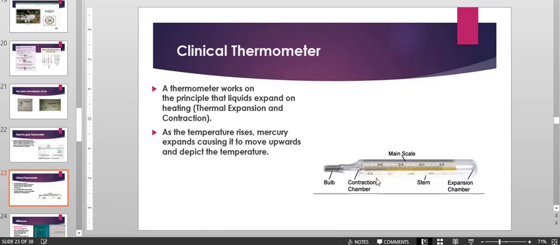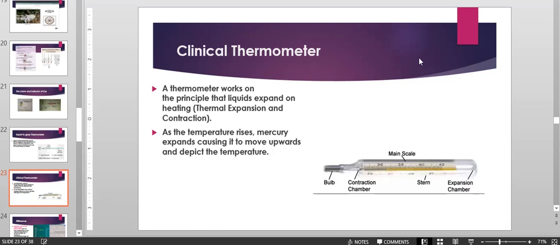So why does this type of clinical thermometer have a constriction in it, and why do the other types of liquid and glass thermometer not have this constriction? The basic reason is to prevent the backward flow of the liquid inside this capillary tube or bulb, so that it will be convenient for the observer to find out the temperature of a certain object, or for example of a certain human.